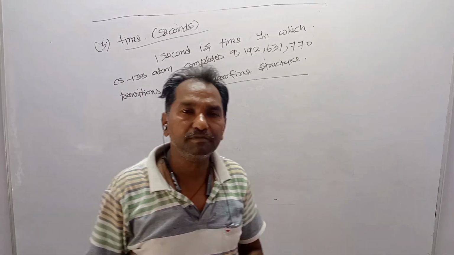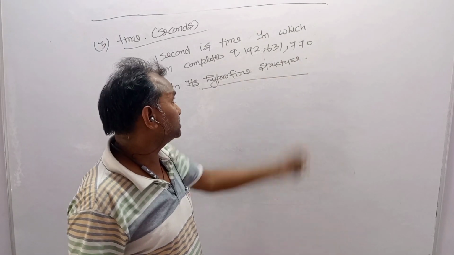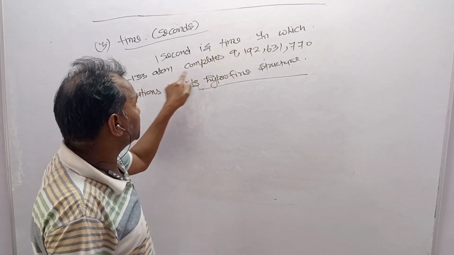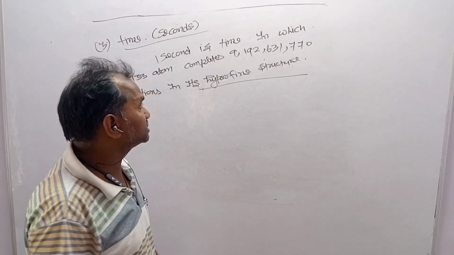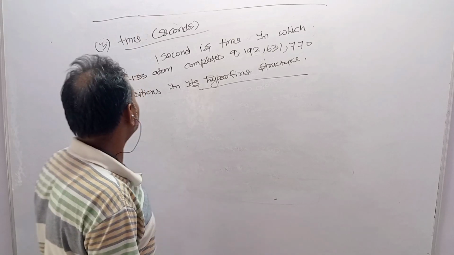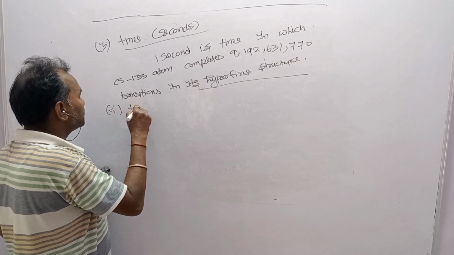Right? So division of sub-energy levels into a number of energy states is called hyperfine structure. So 1 second is the time in which a cesium-133 atom completes 9,192,631,770 vibrational transitions in its hyperfine structure. The fourth one, dear students, was temperature.